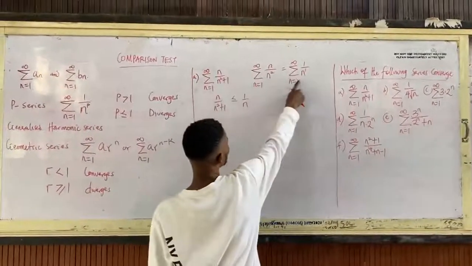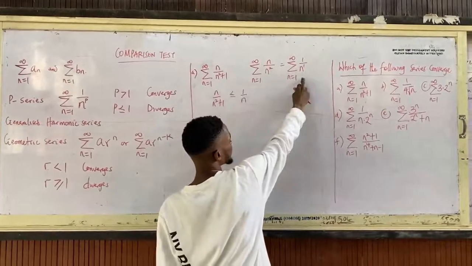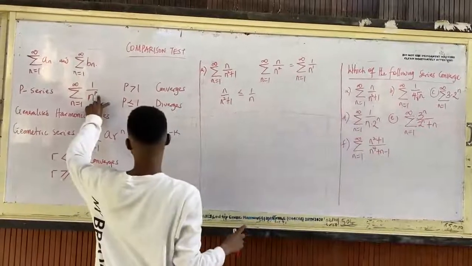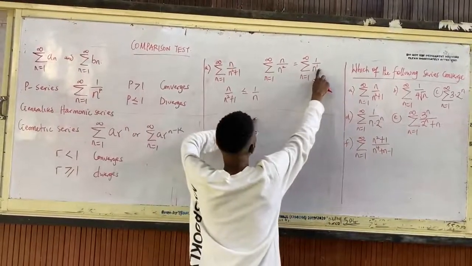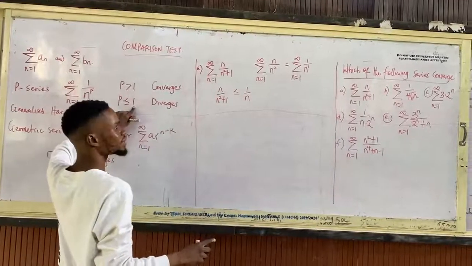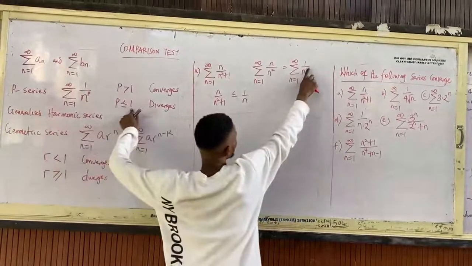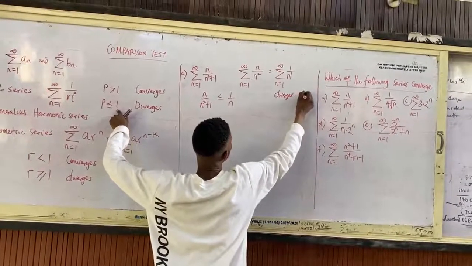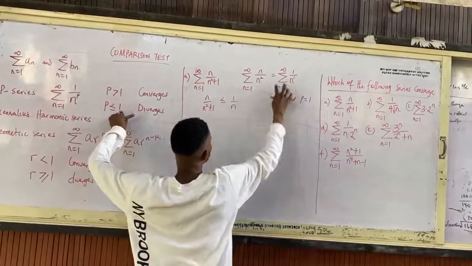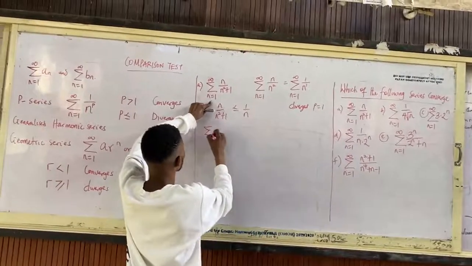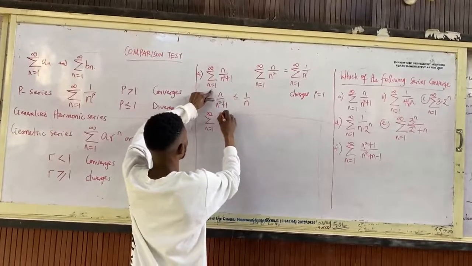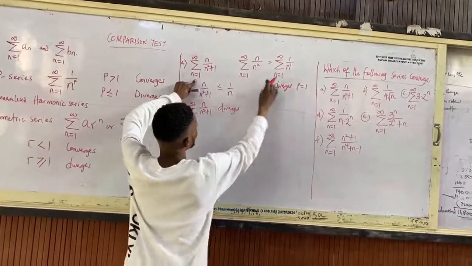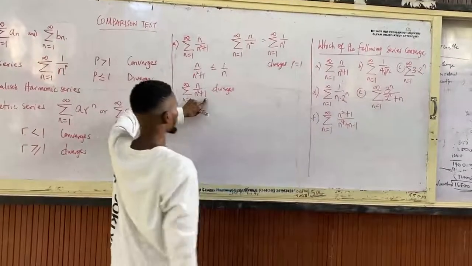Now, this series behaves like this series. So that means we want to compare this series with 1 over n raised power 1. Now, the 1 here is like p, and p is equal to 1. So if p is less than or equal to 1, it diverges. P here is 1, so this diverges. Then if this diverges, this also diverges, because the series you compare with diverges, then this series also diverges.